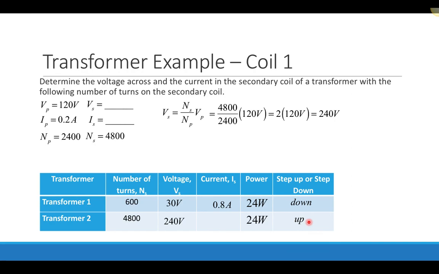We can also look at what happens to the current, and again we know that the power stays constant, so the power in the secondary is equal to the current times the voltage. The power is 24 watts, the voltage is 240. I can divide both sides by 240, and I get that the current is 0.1 amps. So I noticed that the current was 0.2 amps, and now the current is half what it was before. So in this particular transformer, the voltage was doubled, and the current reduced by a half.